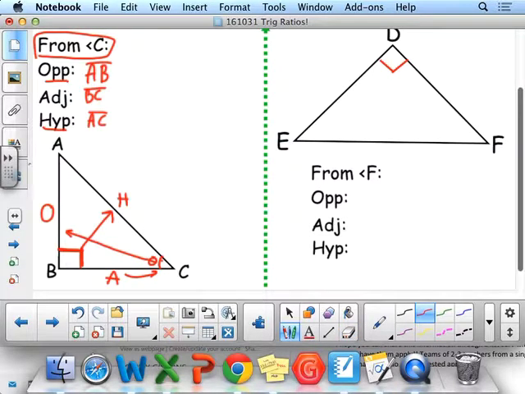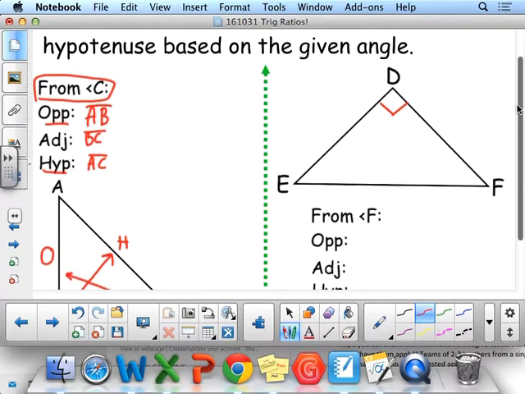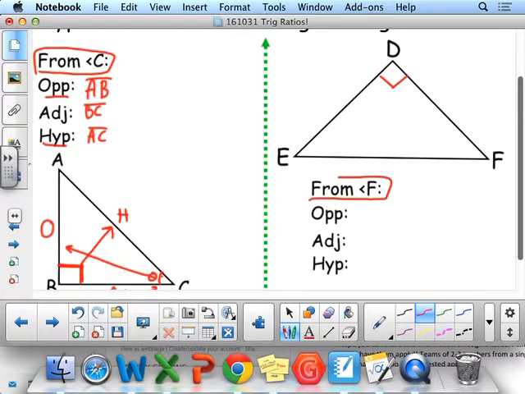So look over here, maybe pause your video. See if you can figure this out from angle F. Can I determine who is opposite, adjacent, and the hypotenuse? So go ahead and pause, try that now.